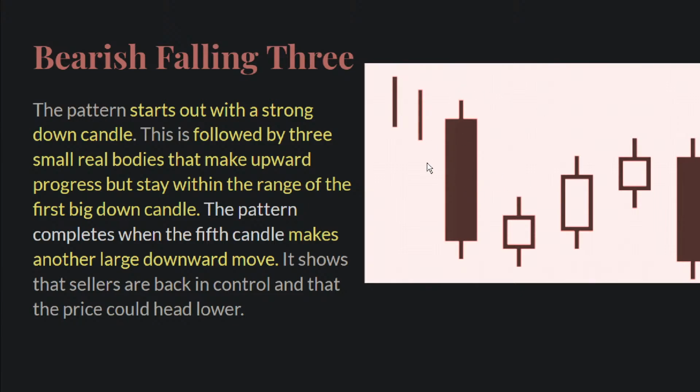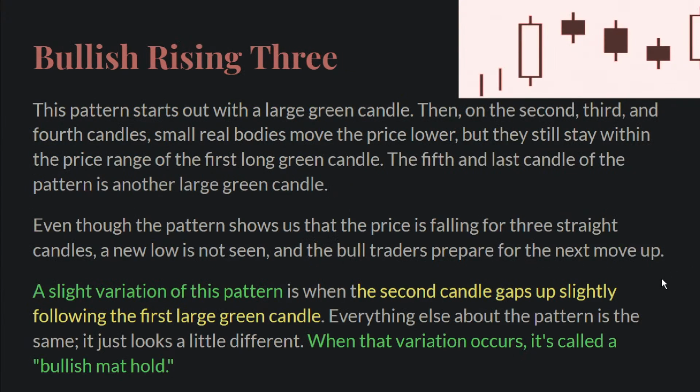So essentially, we've started out with a large drop, and then we've stair stepped our way back up within that candle, and then all of a sudden we're right back down, if not lower than where we started. And this is a very common pattern you'll see within bear flags and so on. People will confuse them with that very often. The pattern completes with a fifth candle and makes another large downward move. It shows that sellers are back in control and that the price could head lower. So that's very interesting there.